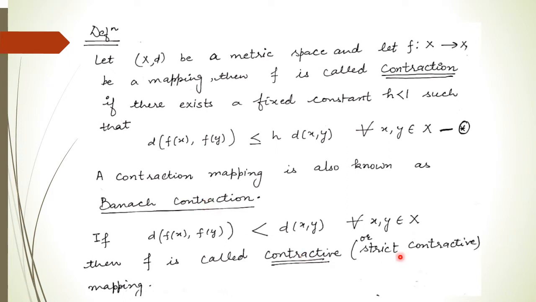Now the contractive or strict contractive mapping: if the distance of fx comma fy is strictly less than the distance of x, y. So in star, if we put h to be 1 and remove the equality, we will get the strict contractive condition, right? So if d of fx, fy is strictly less than d of x, y for all x, y belonging to X, then the mapping f is said to be contractive or strict contractive.